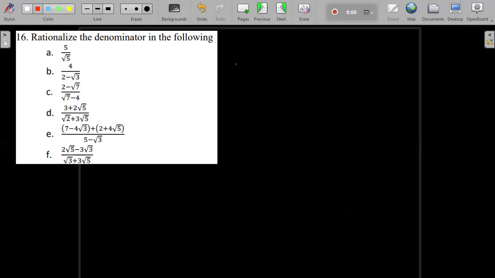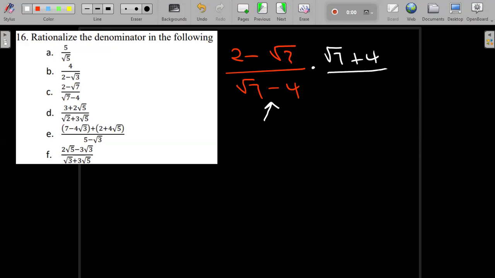So on question C, we have 2 minus the root of 7 divided by the root of 7 minus 4. So let's multiply by the conjugate. Okay, so the conjugate is this same expression here. We just change the sign in between there. So we're going to say conjugate is the root of 7 plus 4. Then divided by, here we're going to have the root of 7 again plus 4. So let's multiply now. So on top here, these are not conjugates of each other. So we have to expand them normally.